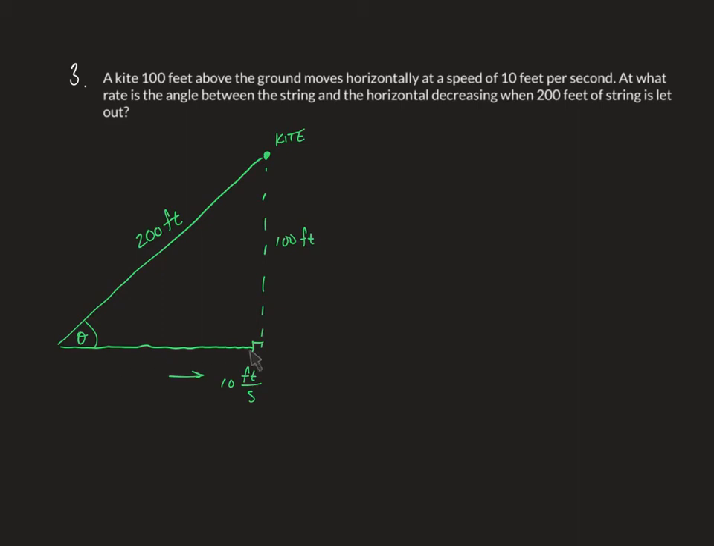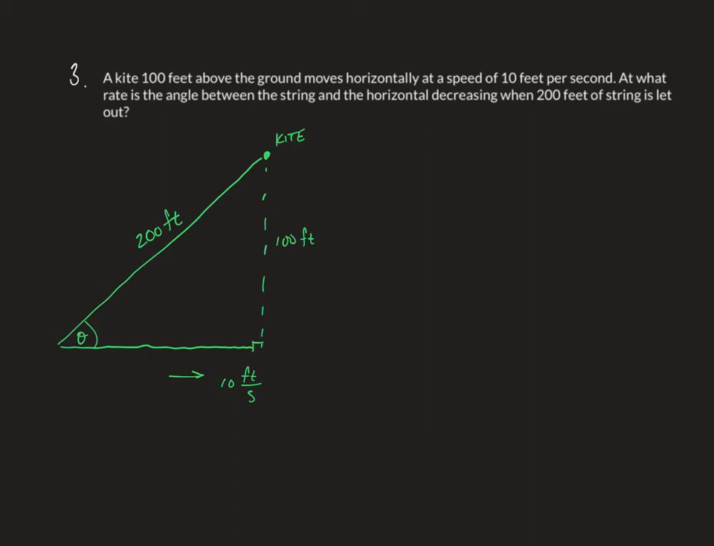This lower side here is changing at a rate of 10 feet per second. And as that happens, this is being let out. So right now, in this moment, the kite is traveling 10 feet per second horizontally, the string is at 200 feet, and it's 100 feet above the ground. So let's identify a couple of things here that we know and that we're looking for.